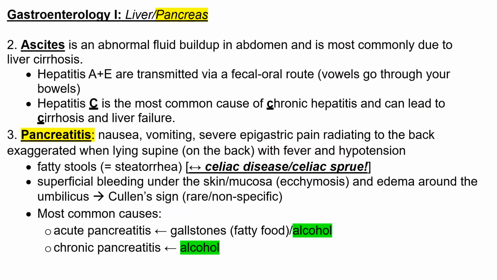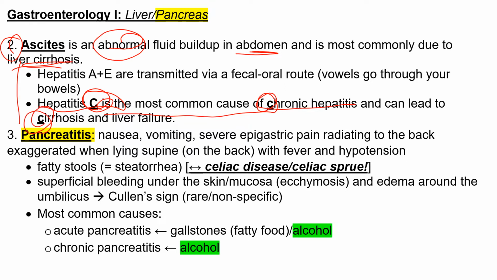You have to know what ascites is. Ascites is an abnormal fluid buildup in the abdomen, most commonly due to liver cirrhosis. As we mentioned, the liver has two functions. One is filtration, the other one is production of bile. Hepatitis viruses often cause liver cirrhosis. Hepatitis C is the most common cause of chronic hepatitis and can lead to cirrhosis and therefore liver failure, because in cirrhosis, the liver is totally scarred up and useless, and can no longer execute its function.